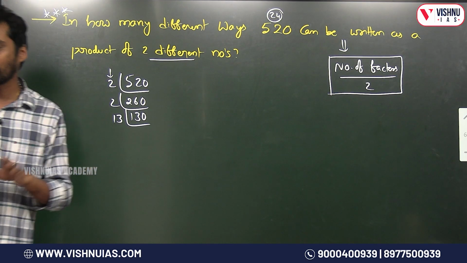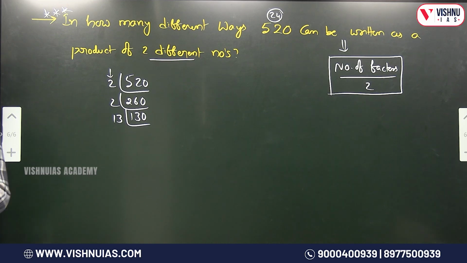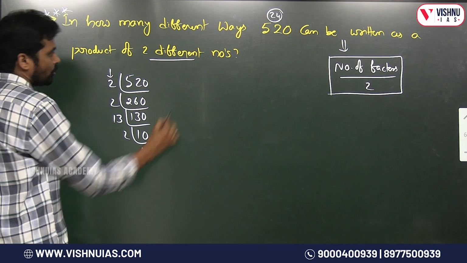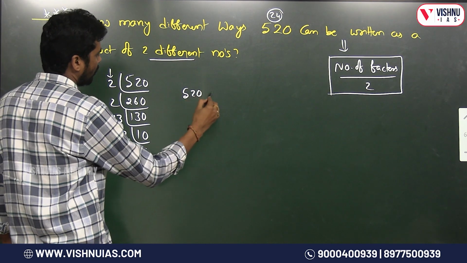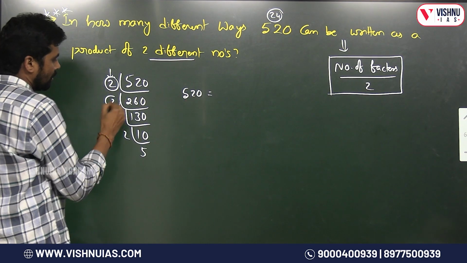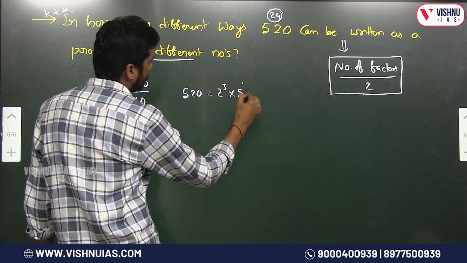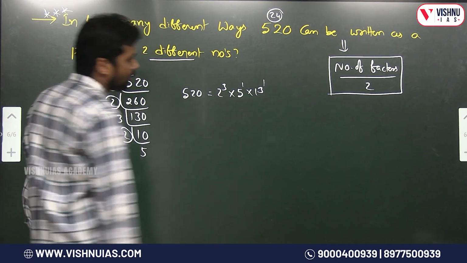Okay, so that's why you write at least the prime numbers from 1 to 50. 1 to 100 is good, but at least remember the prime numbers from 1 to 50. So 13 tens and 2 fives, which means that 520 can be written as what? How many 2s are there? 3. So 2 cube into 5 power 1 into 13 power 1.